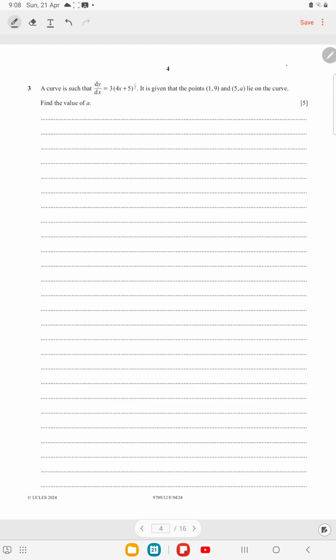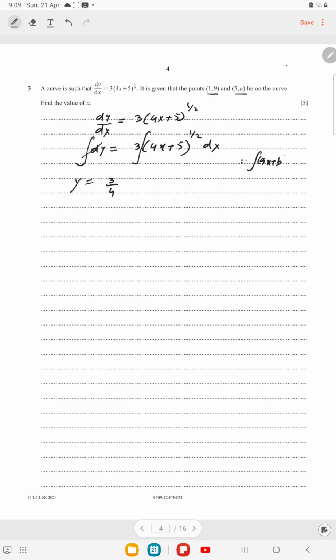Okay guys, here it is given a curve, dy by dx is this. Given that the point 1, 9 and 5, a lies on the curve, find the value of a. It is a 5 marks question. So first we'll find the equation of the curve. So dy by dx should be integrated to get the equation of the curve, and for that you know dy will be 3 times 4x plus 5 raised to power 1 by 2 dx. Now I'm integrating it on either side. Let's cancel out. Y comes to be 3 by 4. Just apply the rule of integration. I'm going to write it for you.